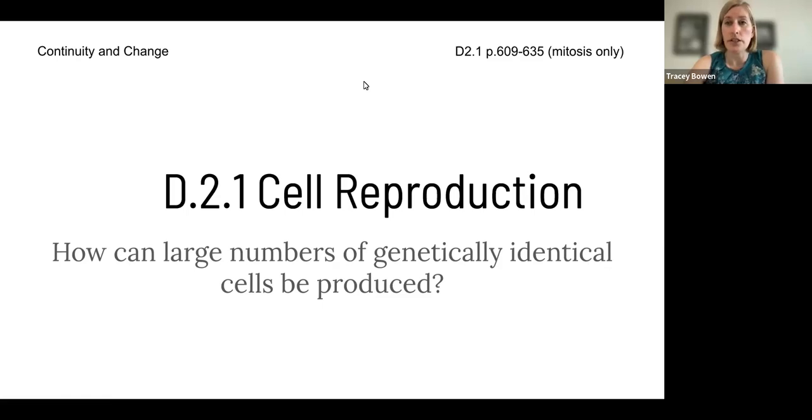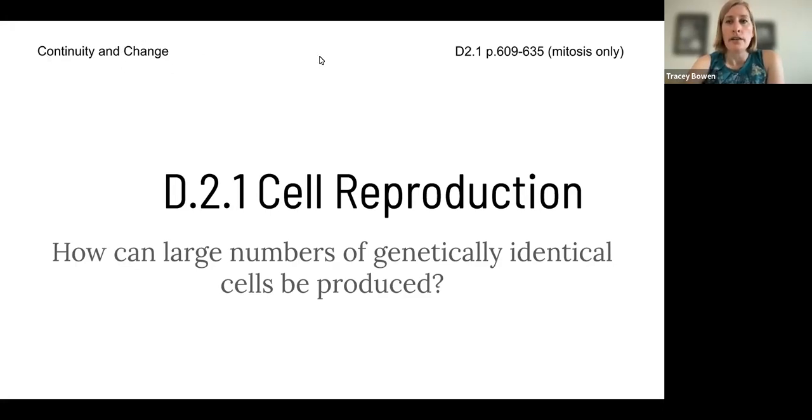So for example, your skin cells, you need them to be constantly replicating themselves so that you don't lose all of your skin as your skin sheds. We want to be thinking about continuity and change. So in this case, we're focused more on the continuity aspect of it. How does our DNA remain consistent for each cellular replication process?